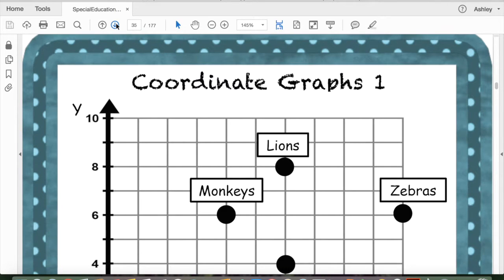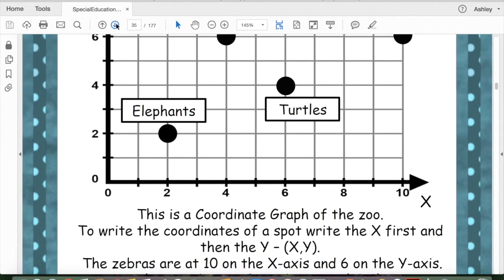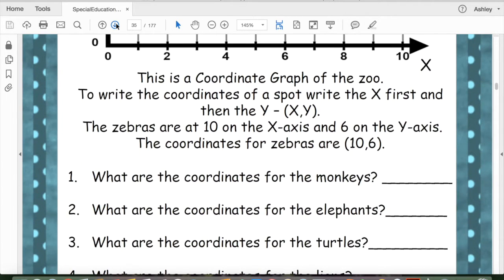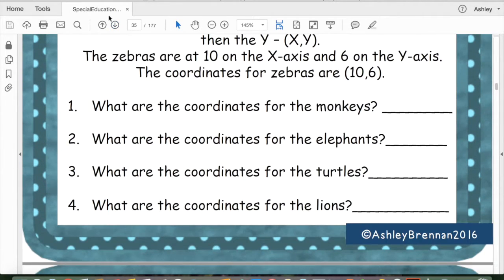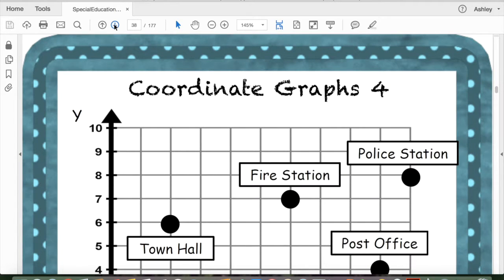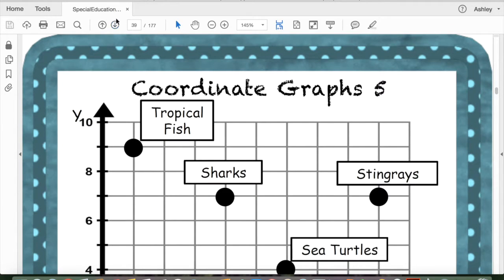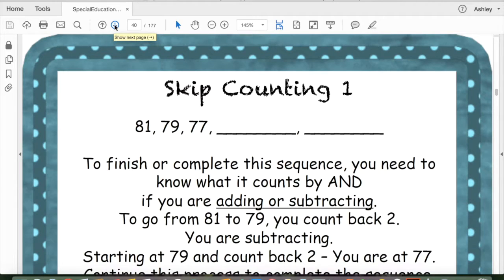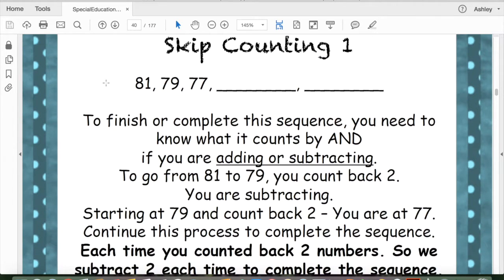We got coordinate graphs, different things, like this is the graph of the zoo. What are the coordinates for the monkeys, the elephants, whatever it is. We got a bunch of different stuff for coordinate graphs. And again, all these give an example to help you out with your teaching and also to give them examples of all the kinds of problems that they would encounter on their math concepts and applications progress monitoring assessments.